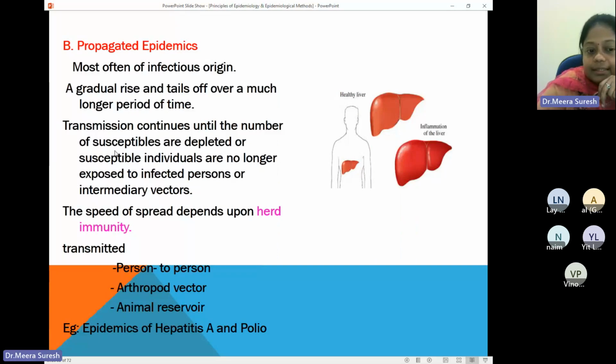So in case of propagated epidemic, the transmission continues until the number of susceptibles are depleted or susceptible individuals are no longer exposed to infected persons or intermediary vectors. The sentence seems too complicated, but it's very simple. How long will this transmission continue? The transmission will continue under two cases. One, as long as there is an increased number of susceptibles.